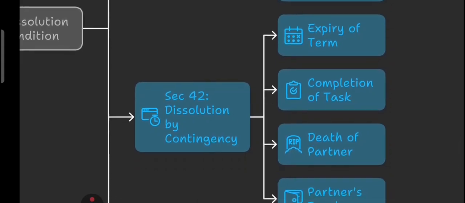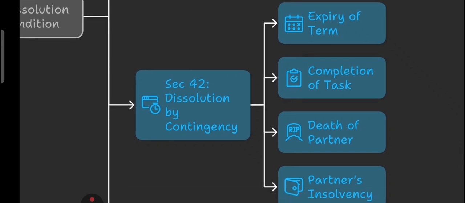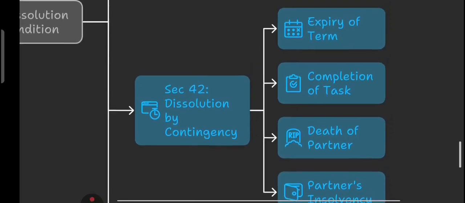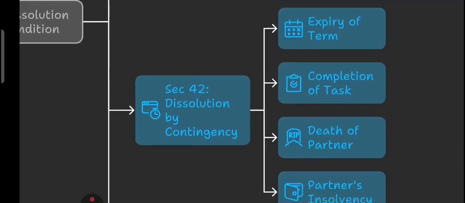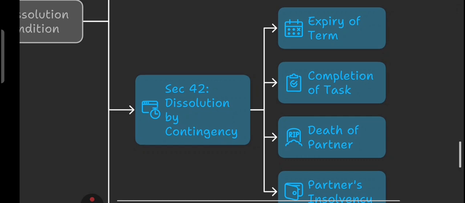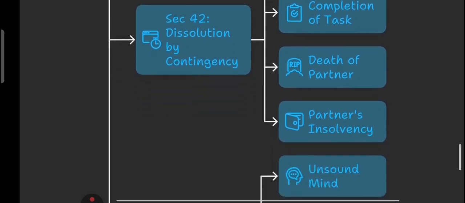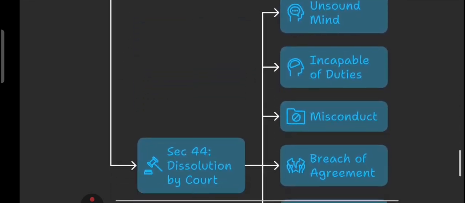Some events are such that dissolution happens automatically, like the end of a fixed term, task completion, then the death of a partner, or a partner becoming insolvent or of unsound mind. So there are some events under which dissolution happens automatically, like expiry of a fixed term, completion of task, death of partner, and partner insolvent or unsound mind, right? In this case the firm gets dissolved by contingency, fixed term, task completion, etc. Then comes dissolution by court.